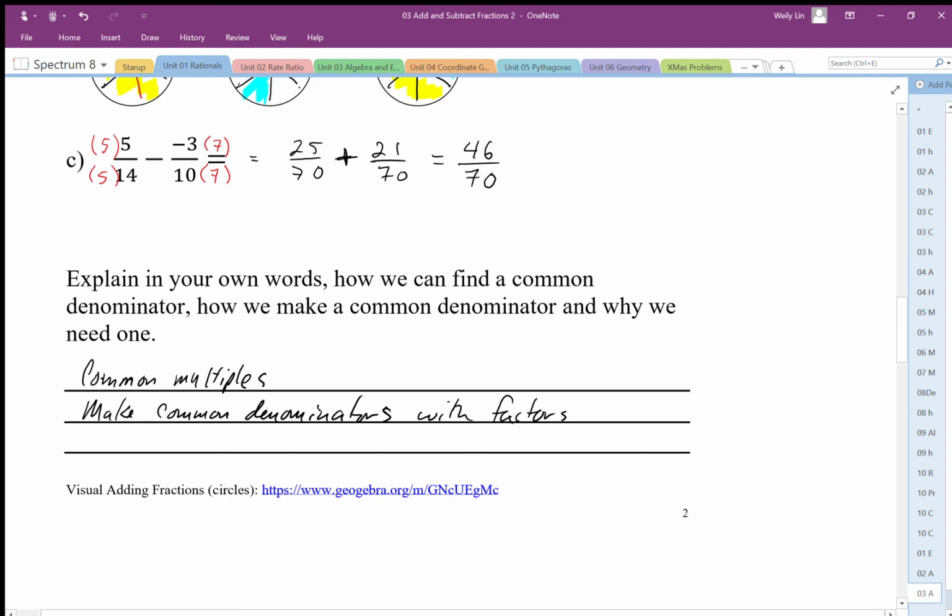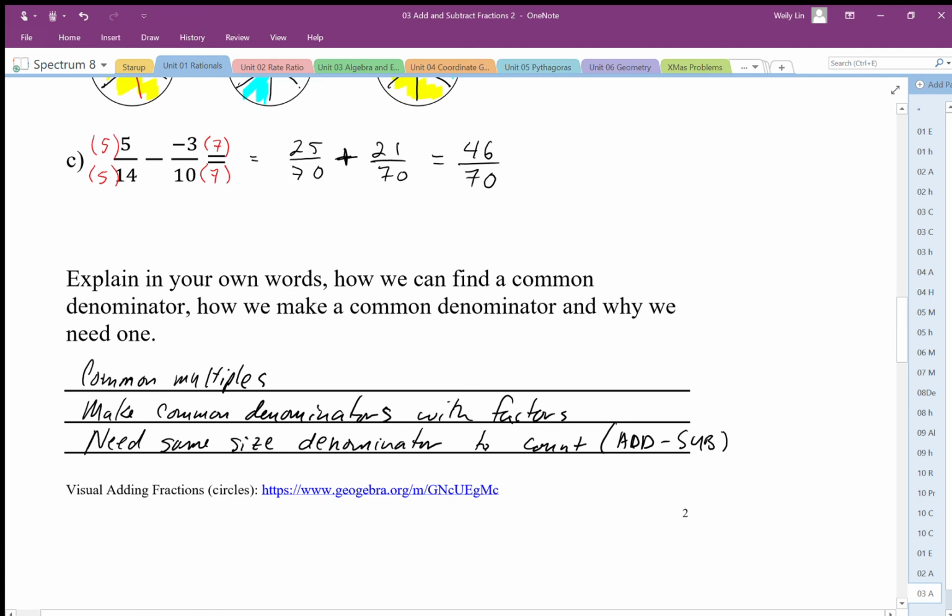Okay, and then why do we need a common denominator? Well, we need the same size pieces to count. Okay, so we need same size pieces. Okay, that's what a denominator is. Okay, the denominator is same size pieces to count, which is add and subtract.